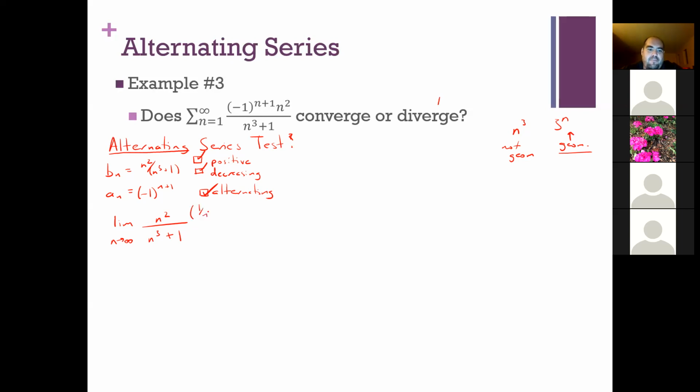I'm going to divide both numerator and denominator by n cubed. And then I get to trade that limit for this one: 1 over n divided by 1 plus 1 over n cubed, which is equal to 0 over 1 plus 0, which is equal to 1.